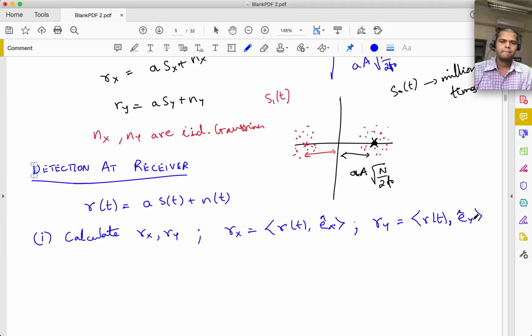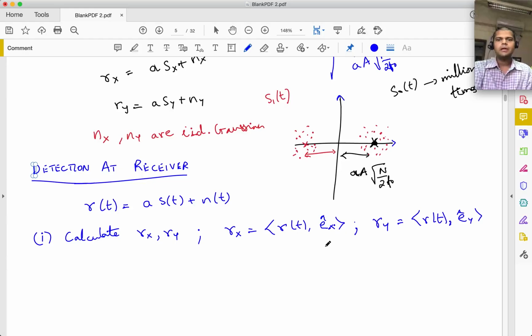So how are we going to do this in practice? You build a circuit to do this. Your circuit is automatically going to take this dot product. It's going to do the integration for you. So you actually build a physical circuit which will do this integration. We'll not bother about how that is done. Let's just assume that the receiver gets Rx and Ry, so he gets some point over here in this two-dimensional plane.